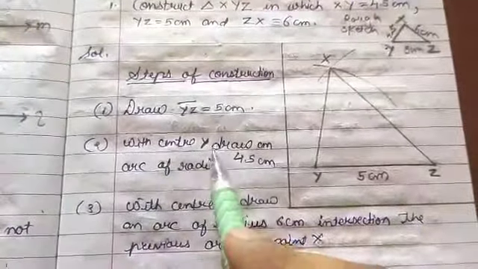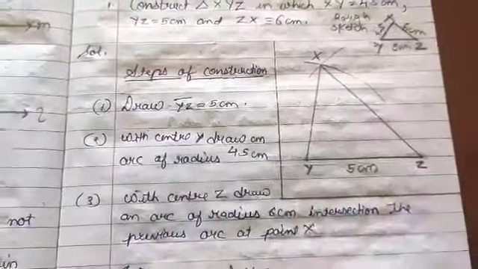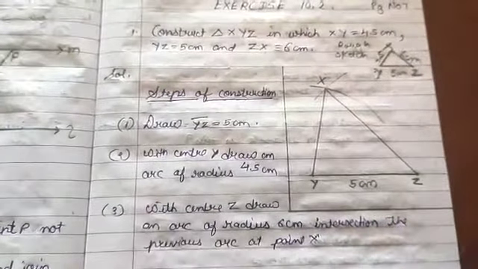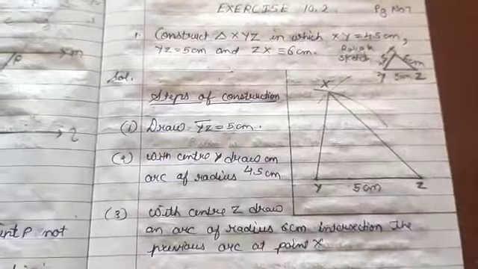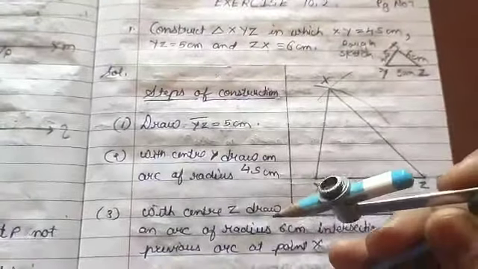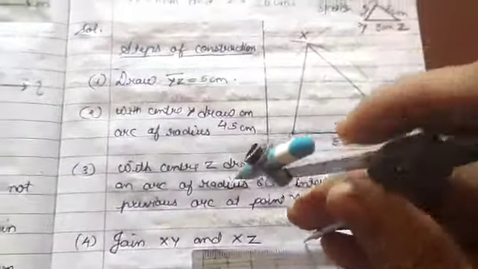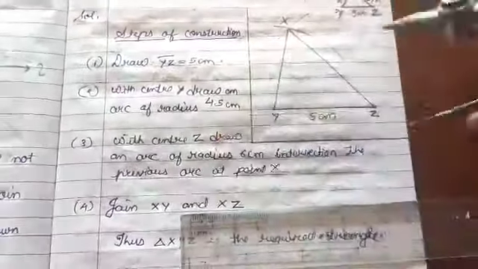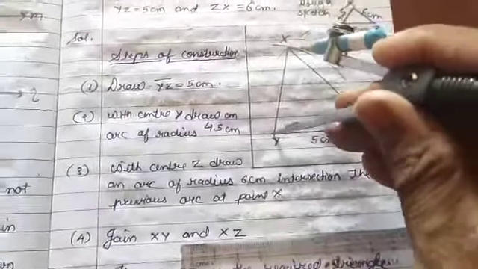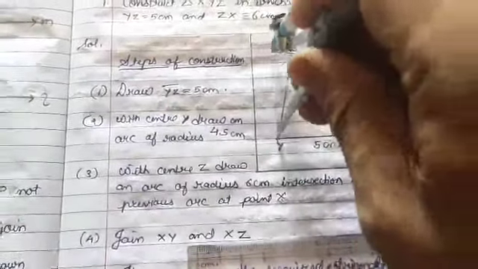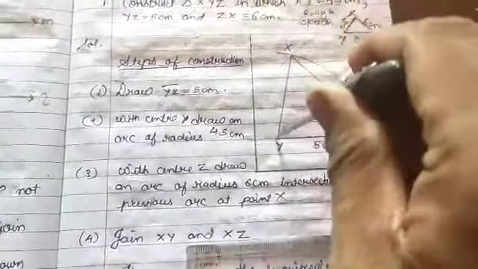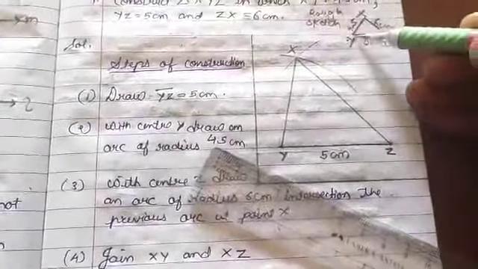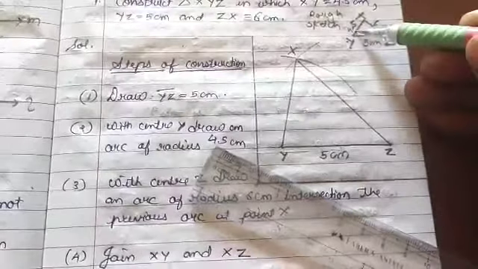Now with center Y, draw an arc of radius 4.5 centimeter. Now dear student, with the help of this scale, try to take length 4.5 centimeter. So 4.5 centimeter is somewhere over here, and place it on Y and draw an arc in this way, so that we will get YX equals 4.5.